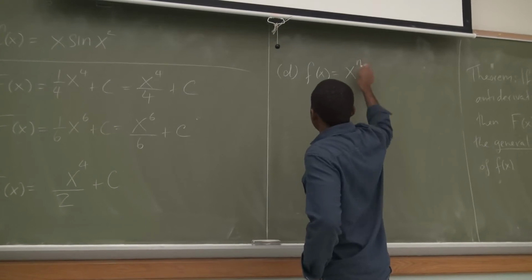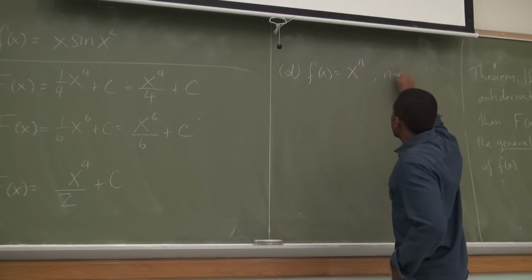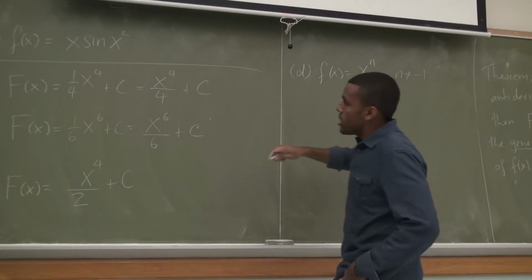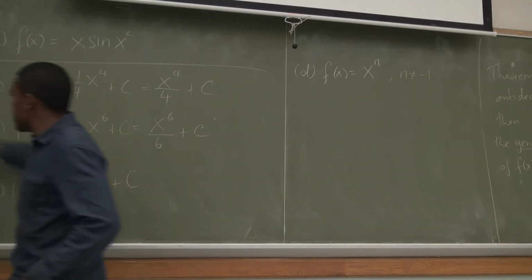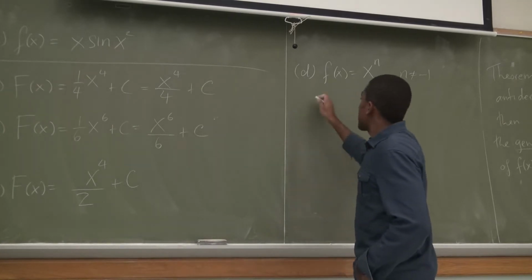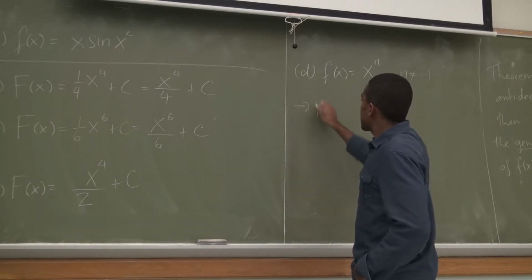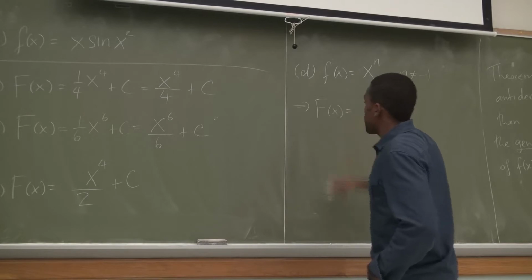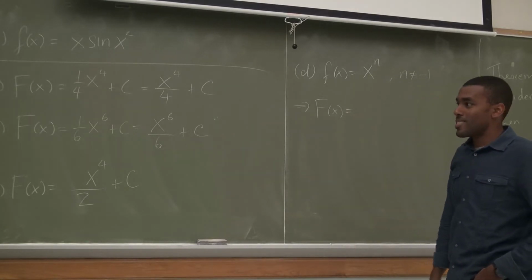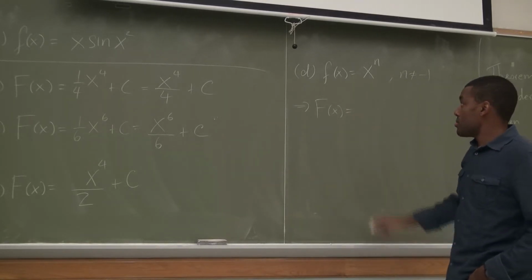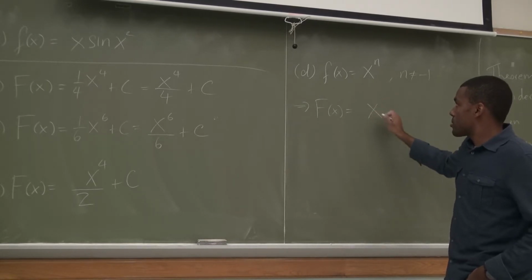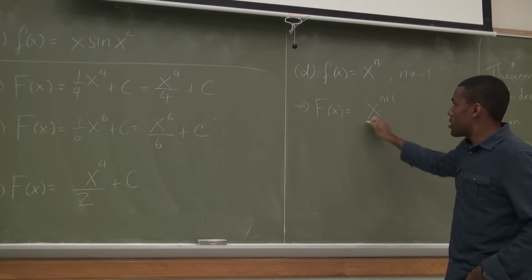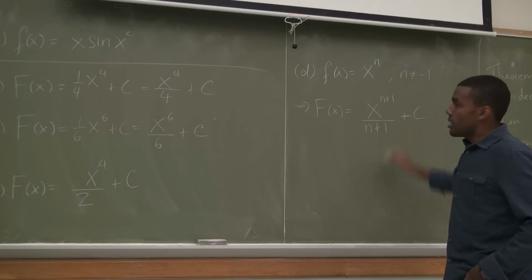If f of x equals x to the n, it doesn't have to be... We already proved that the derivative doesn't need... Then, what's the rule? n plus 1. x to the n plus 1 over n plus 1 plus c, right?